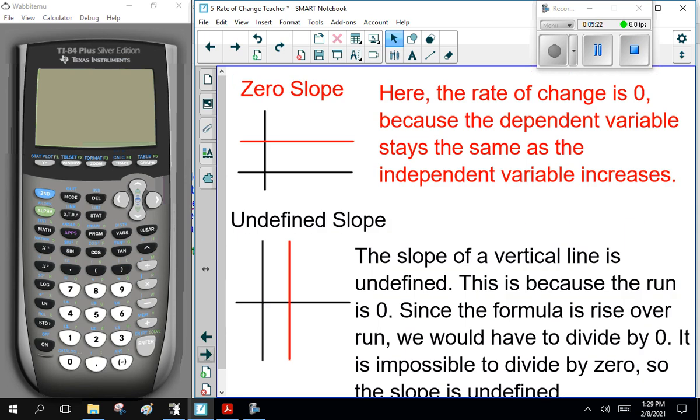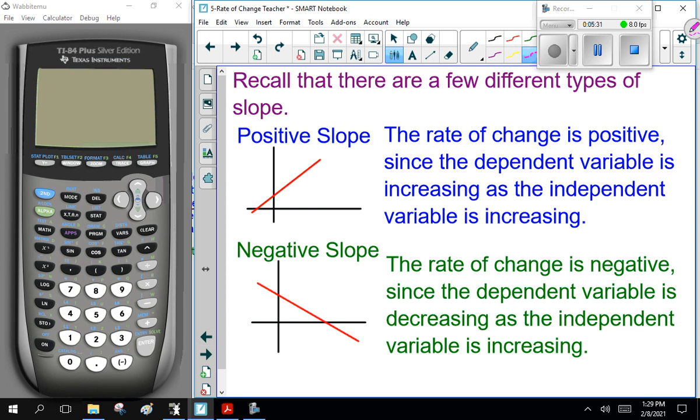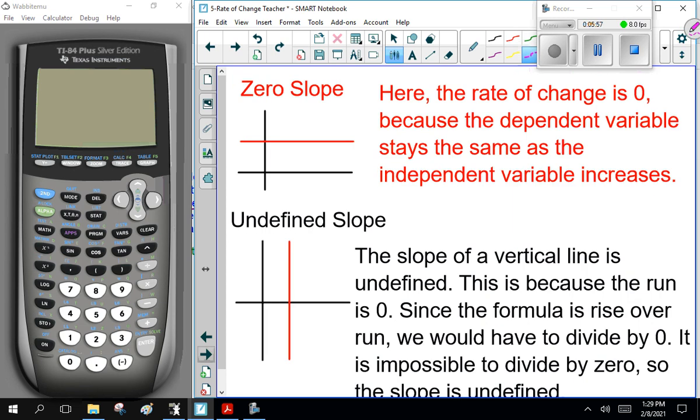Zero slope. Here the rate of change is zero because the dependent variable stays the same as the independent variable increases. Oh, sorry, going through this, I'm giving you a chance to comprehend the missing words. The rate of change is positive since the dependent variable is increasing as the independent variable is increasing. The rate of change is negative since the dependent variable is decreasing as the independent variable is increasing. Zero slope: the rate of change is zero because the dependent variable stays the same as the independent variable increases or changes.